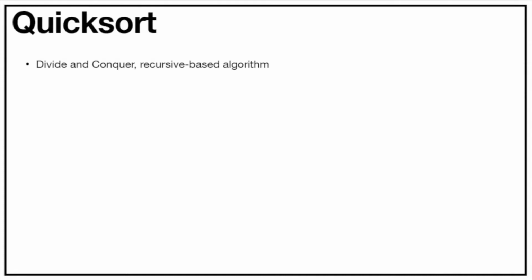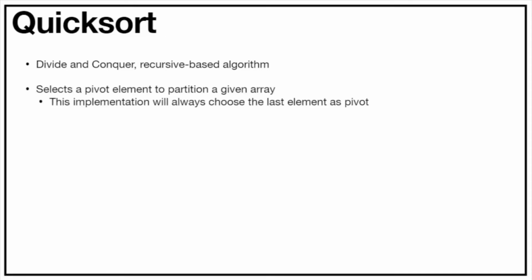This means that it's going to be separating the data so that it's easier to deal with, and it also calls on itself. It selects a pivot element to partition a given array. For this implementation, we will always choose the last element as the pivot. However, there are other implementations which will choose other elements as the pivot.